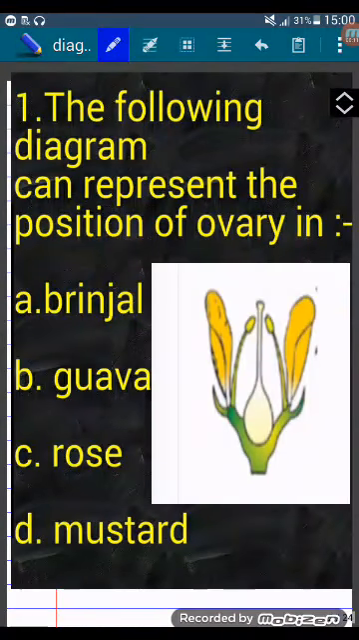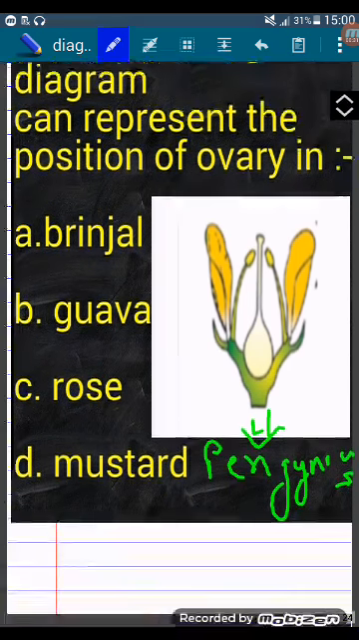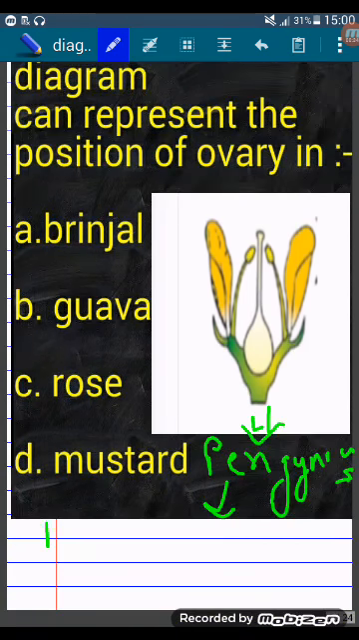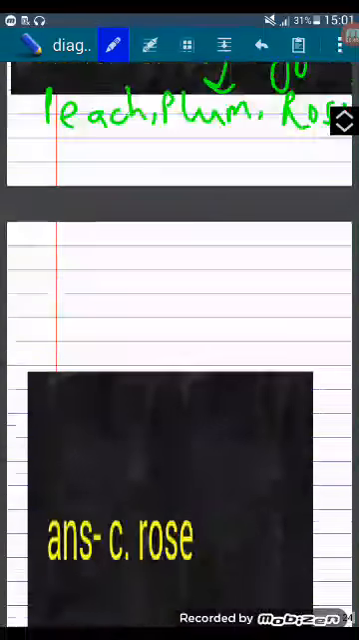Question number 1. The following diagram can represent the position of ovary in A. Brinjal, B. Guava, C. Rose, D. Mustard. So this diagram is of perigynous flower. And perigynous condition is shown in peach, plum and rose. So answer is C, rose. Next question.